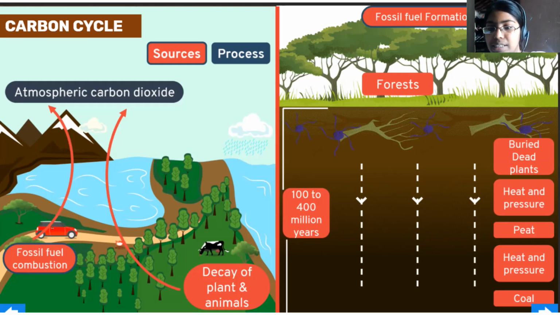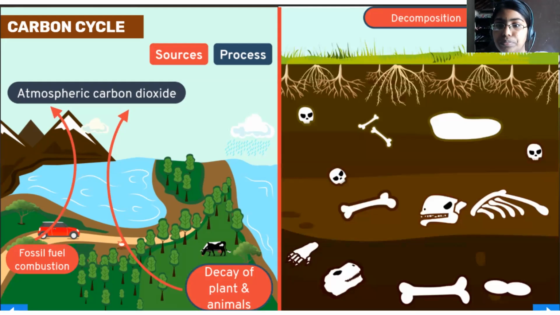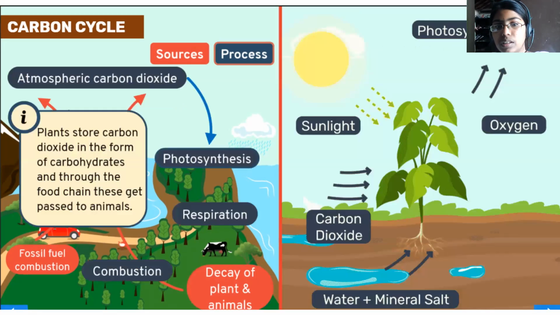So here in the picture, on the second side, I've given you the formation of the fossil fuel. It takes 100 to 400 million years to become coal. First, the buried organism will turn into peat, and after that it gets converted into coal. So these are the sources of how the carbon is in our earth. And here is the decomposition of the organisms, how they get decayed further, and that is how it is emitted. So now the sources are given.